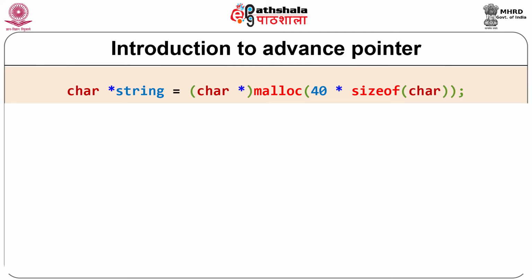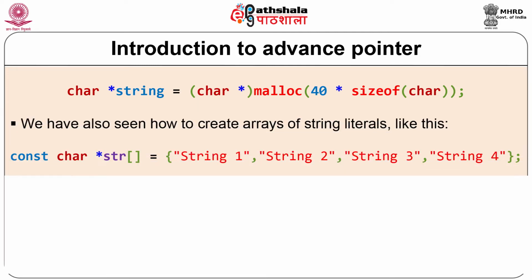char *string = (char *)malloc(40 * sizeof(char)). So this is just an example given over here. To understand, other functions can be used to declare a pointer or use as a pointer.